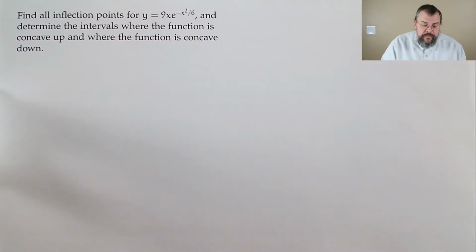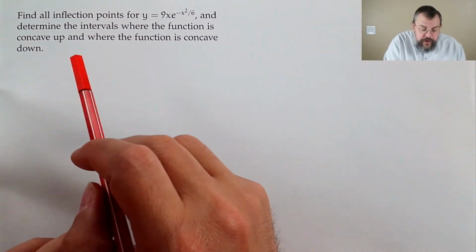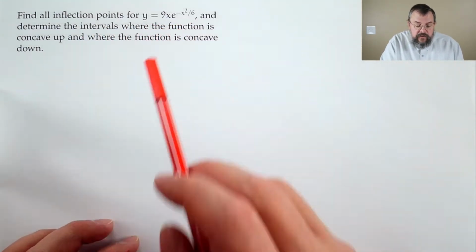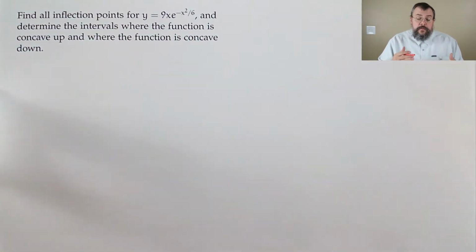Our first problem. Find all inflection points for y equals 9x e to the minus x squared over 6, and determine the intervals where the function is concave up and where the function is concave down.